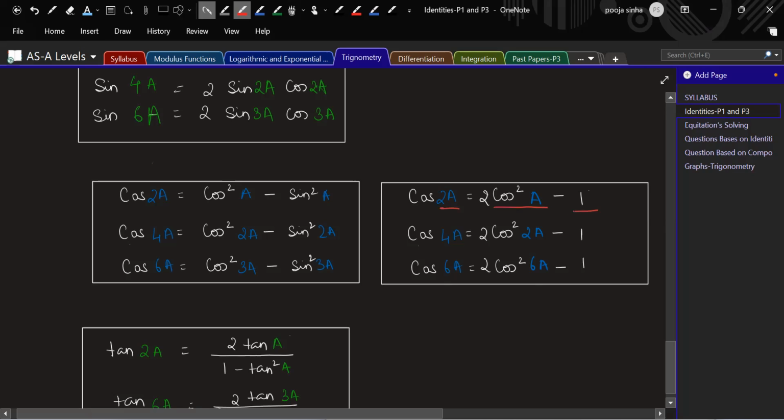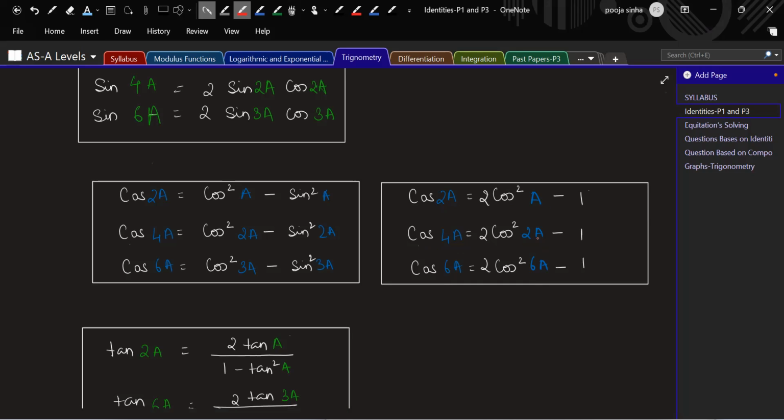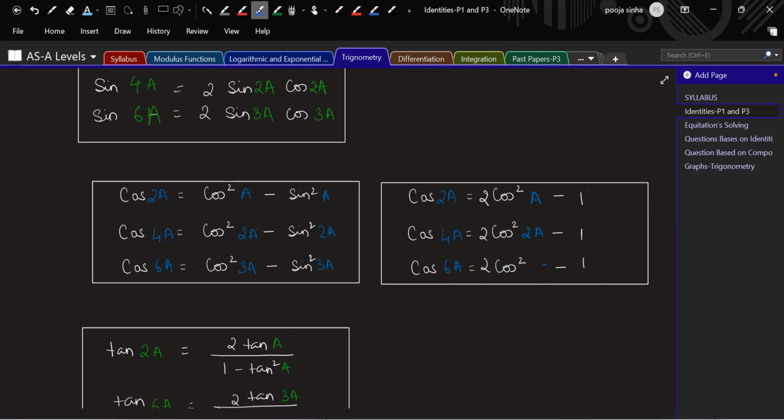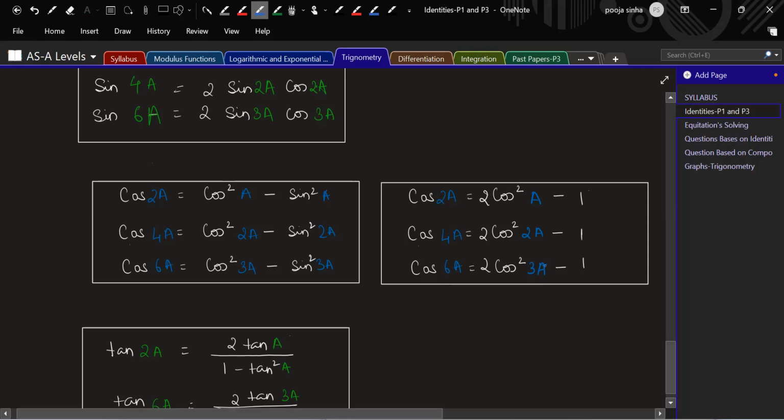Now coming to the cos का ही another formula, which was cos 2a is equal to 2 cos square a minus 1. Remember this formula? तो यहाँ पर अगर 4a होगा तो क्या होगा ये? 2 cos square 2a minus 1, right? And 6a होगा तो what change will happen? 2 cos square 3a minus 1. So this is clear?